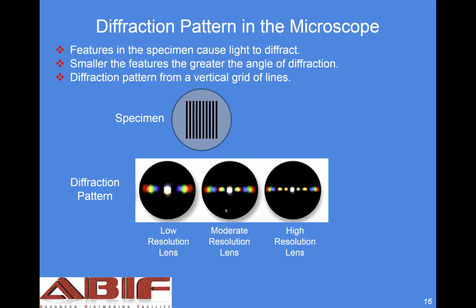In this middle example, you have a higher resolution, higher numerical aperture lens, and you can actually see the first and second order diffraction. And then in the highest resolution lens, you can see also the third order diffraction. And the important thing here is that it's the smallest features in the sample that cause the most diffraction. So these first, second, third order diffraction are corresponding to finer and finer details in the sample. So this higher resolution lens is higher resolution because it's collecting information from the smallest features in the sample.